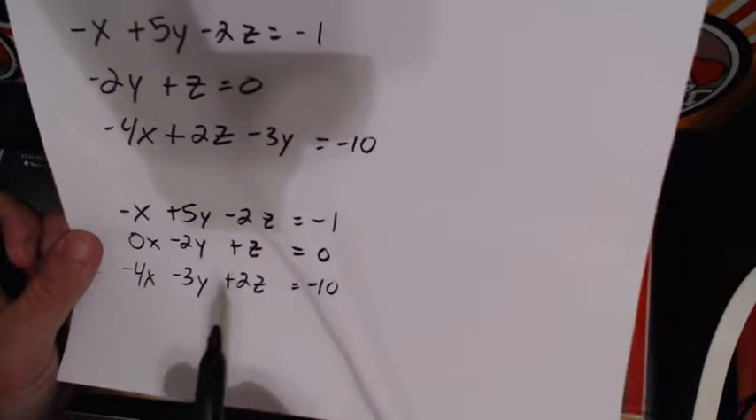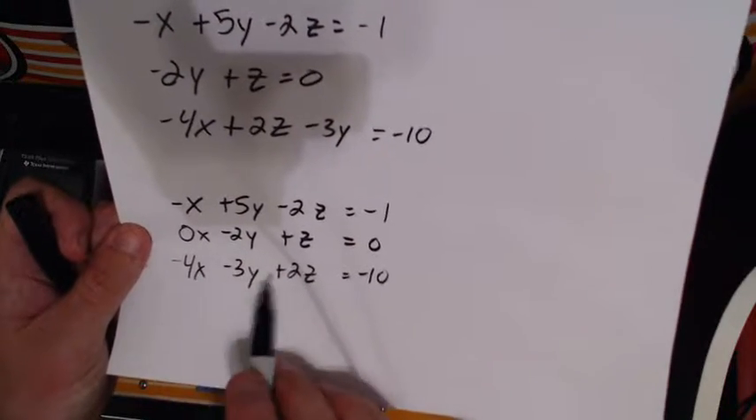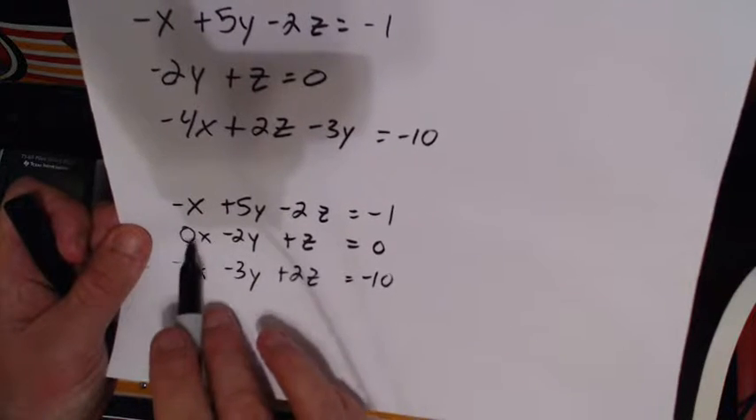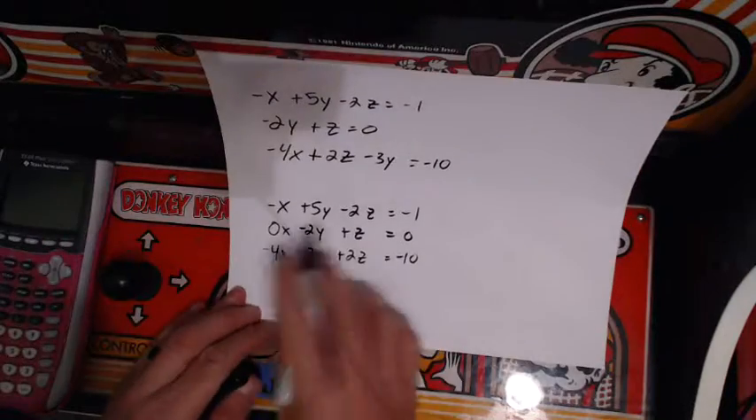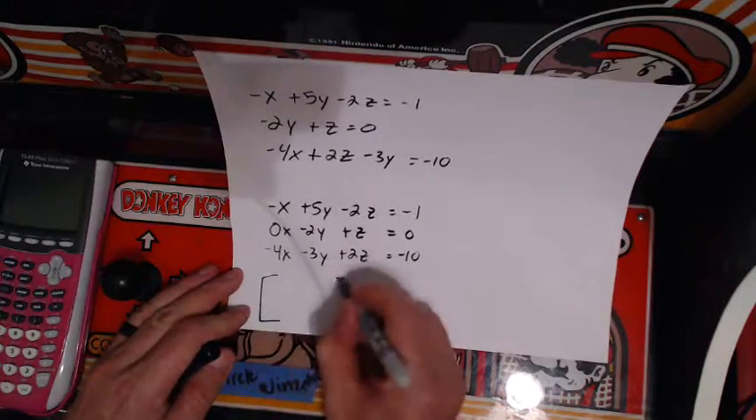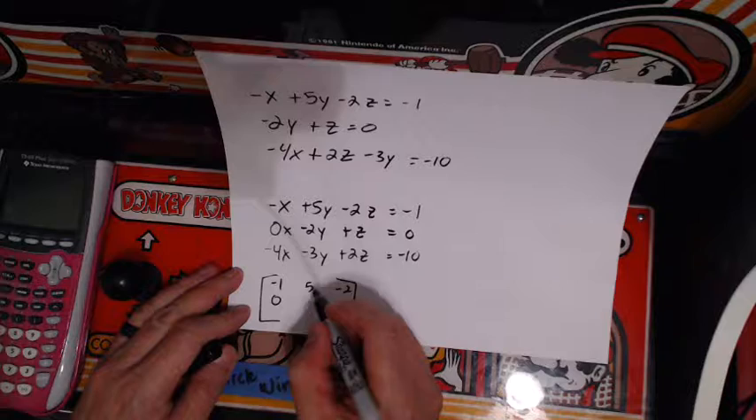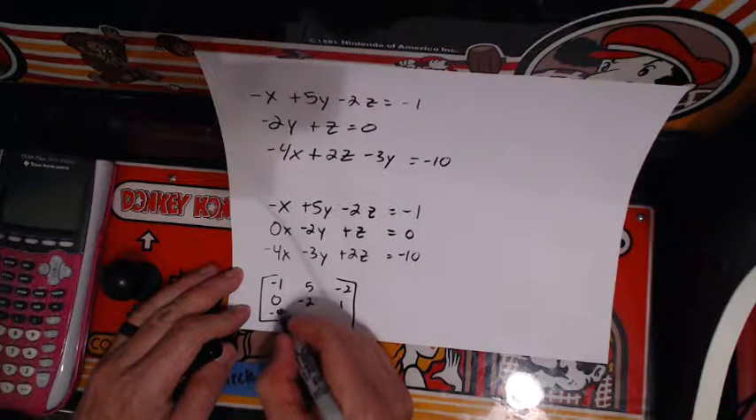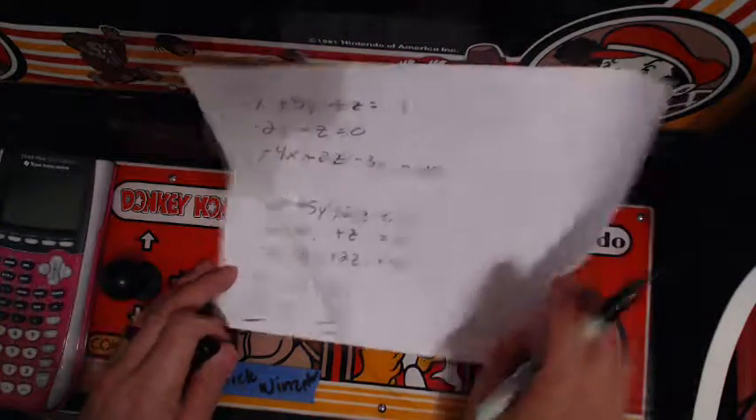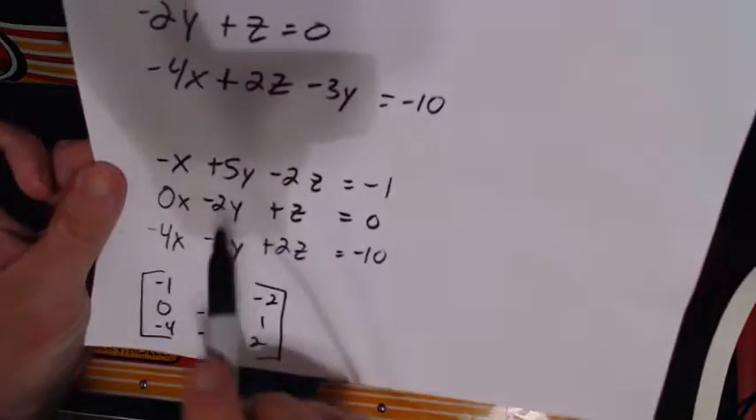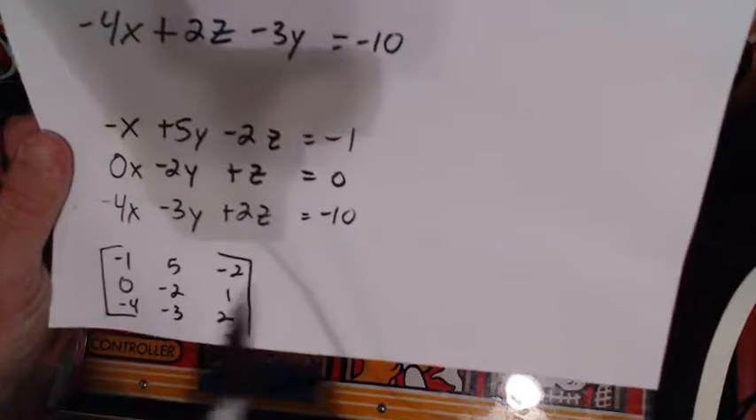So I'm going to write a matrix equation here, okay? First I'm going to look at all the coefficients: negative 1, 5, negative 2, 0, negative 2, 1, negative 4, negative 3, 2. I'm going to write a 3 by 3 with those. So watch this. Negative 1, 5, negative 2, 0, negative 2, 1, negative 4, negative 3, 2. You can see right here that those coefficients are all here, right? Negative 1, 0, negative 4, and so on and so forth.